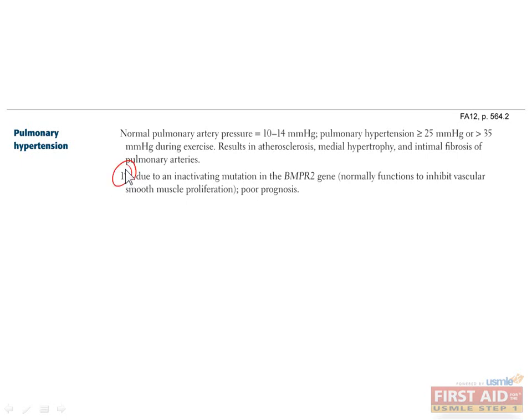Primary mostly corresponds to idiopathic or hereditable pulmonary arterial hypertension. One major cause, although not the only cause of primary pulmonary hypertension, is an inactivating mutation in the bone morphogenetic protein receptor type 2, or the BMPR2 gene. This is a member of the TGF-beta signaling family whose normal function is to inhibit vascular smooth muscle proliferation.